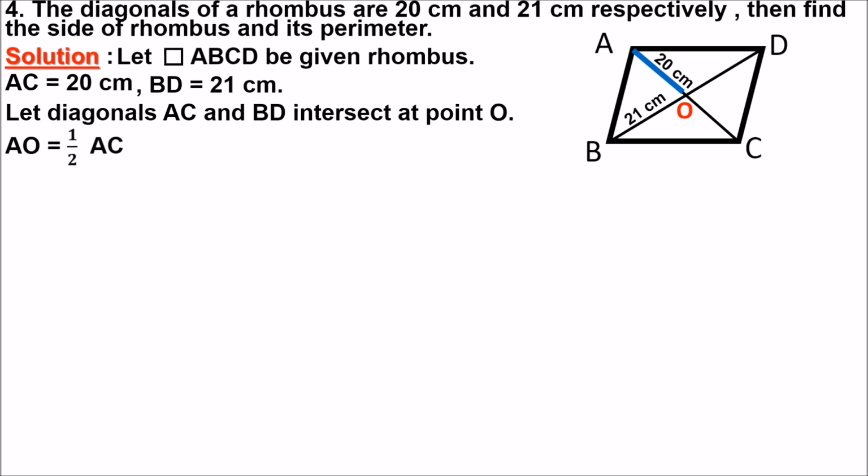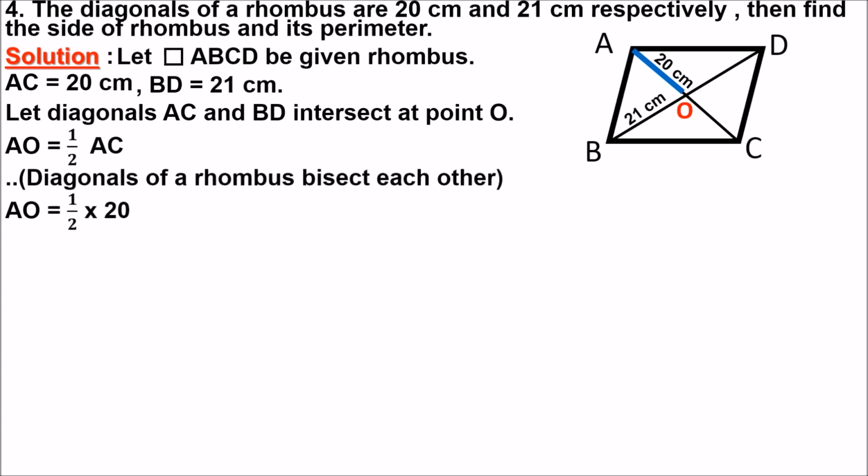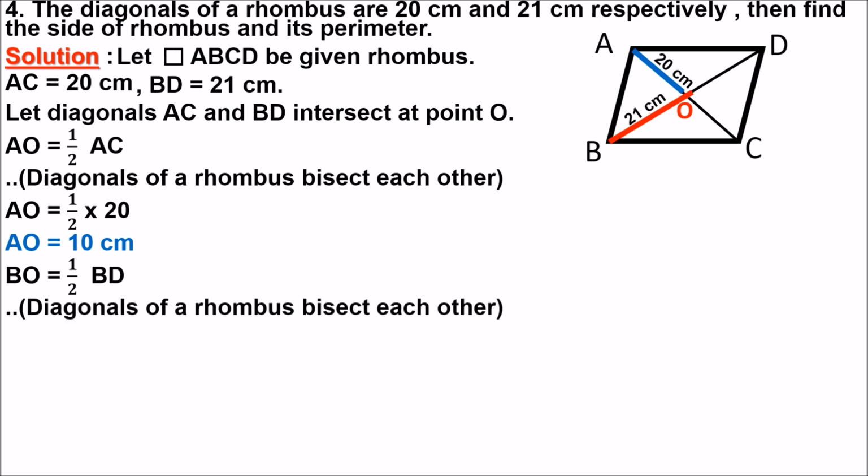And what is the length of AC? It's 20 centimeter. So AO equals 1 upon 2 into 20. Now cancel 20 by 2. What you will get? AO equals 10 centimeter. Similarly, you can see in this figure segment OB is half of diagonal BD. Why? Because diagonals of a rhombus bisect each other. And what is the length of BD? You can see in this figure BD is given 21 centimeter. So BO is half of 21 and half of 21 will be 10.5 centimeter.